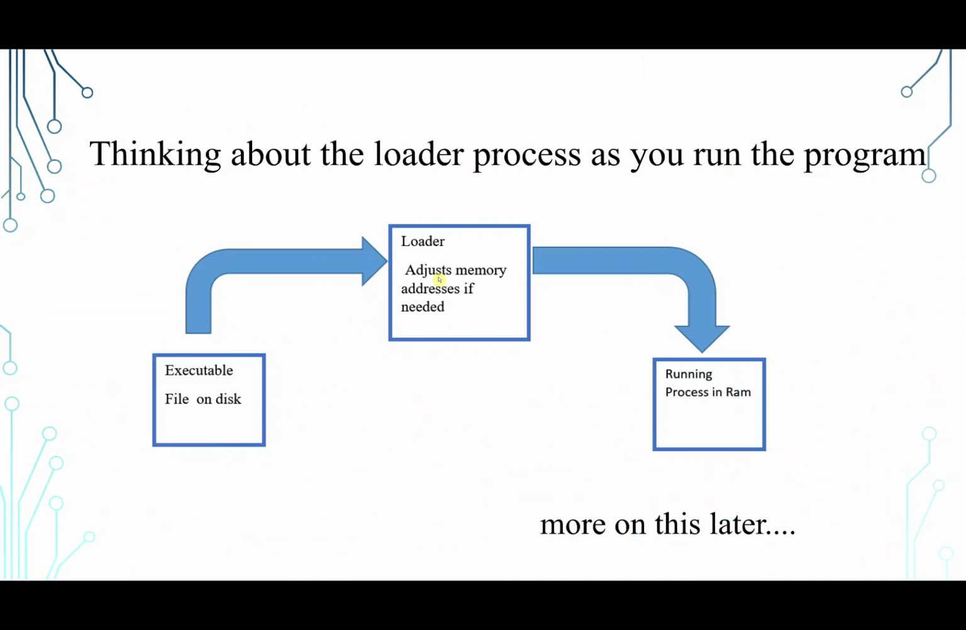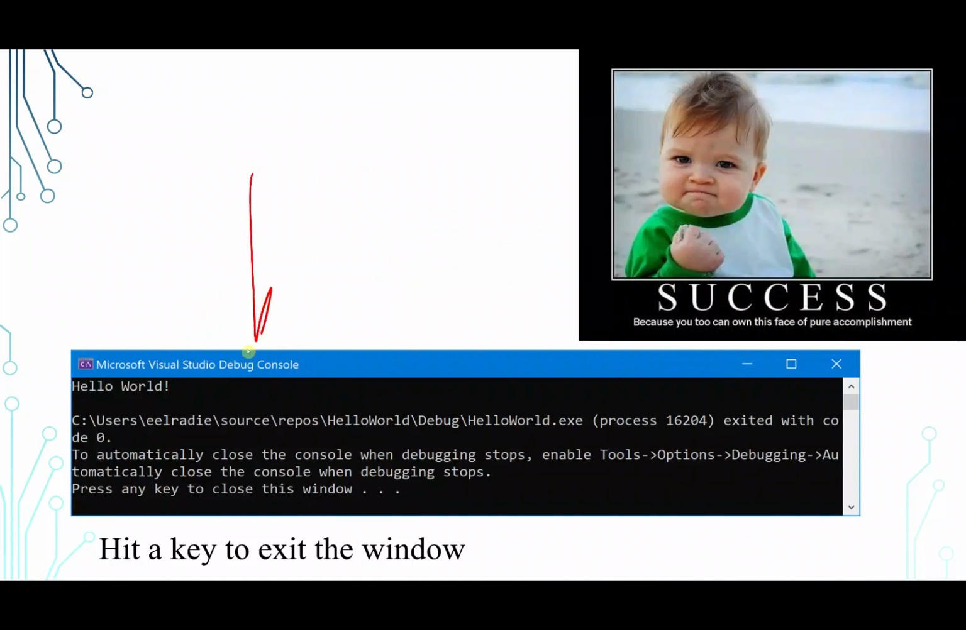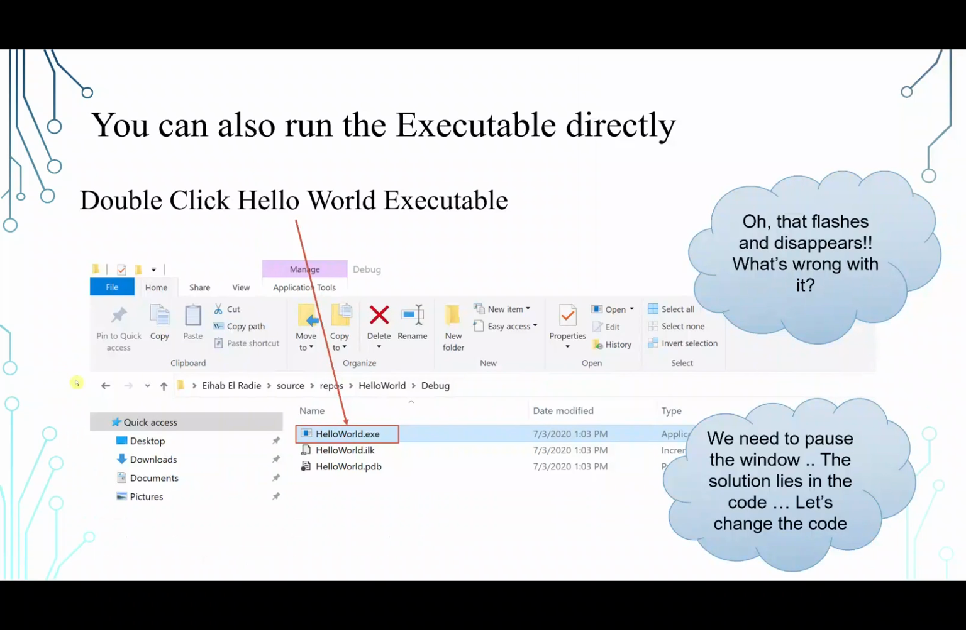Here is the loading process. Executable file on the disk is being loaded, which means we are adjusting memory addresses and all these things, setting up the CPU. Then we are having a running process in RAM, where the window pops up. Here is the window that is going to pop up. Hello world on a console. Now you can hit any key to close the window.